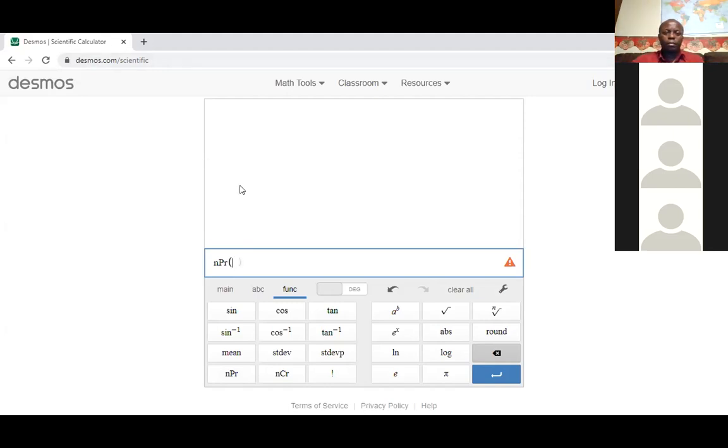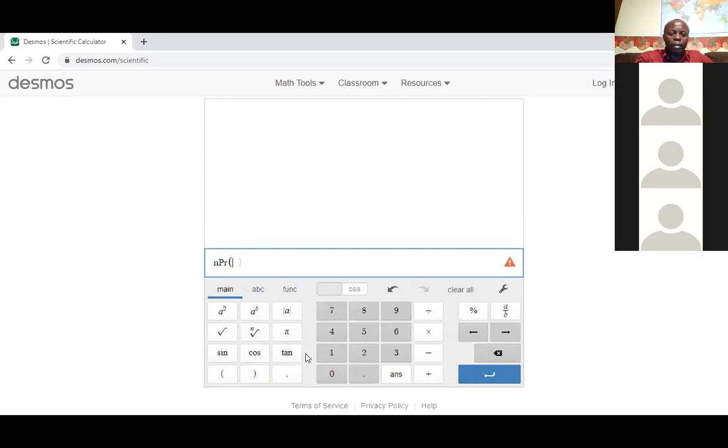Every scientific calculator has this nPr. So long as it is a scientific calculator, it has it. Otherwise, you can use Desmos. Is that it? Yes, sir. Okay, good. So now, once you get this, you can say 10, 10, and 6. That's it. It will give you the permutation right away.